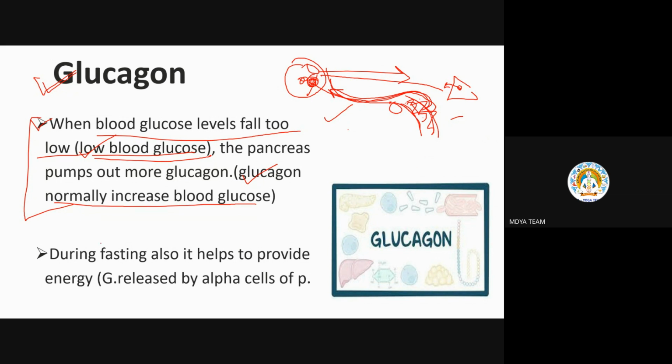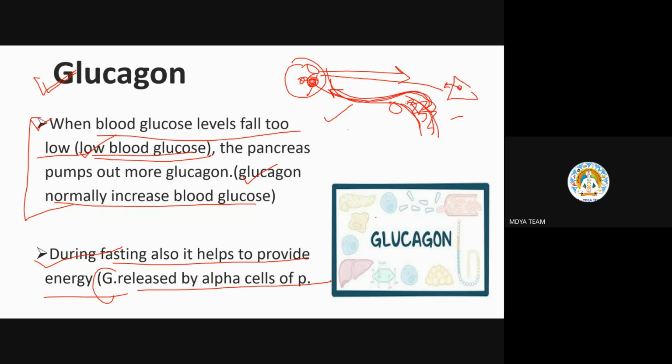It is written in the next line. You can see that during fasting it also helps to provide us energy. Because at that time glucagon is released by the alpha cells of the pancreas. Our body, at the time of fasting, sees that there is less glucose in the body.